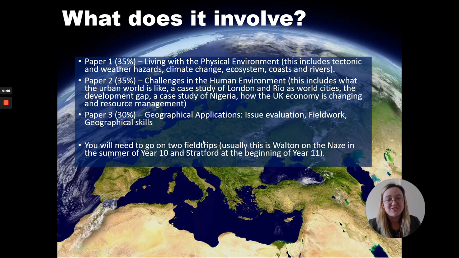It's split into three sections. The first section is all of the physical geography. That includes things like plate tectonics, weather hazards, anything to do with climate change, ecosystems. We focus particularly on hot deserts and tropical rainforests, coasts, and then finally rivers.